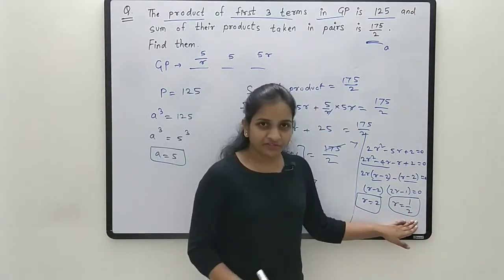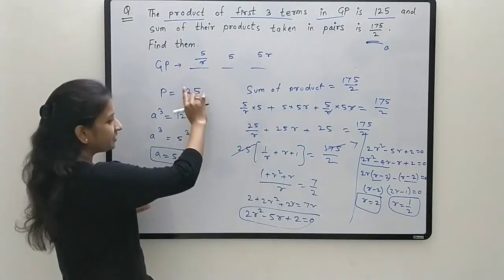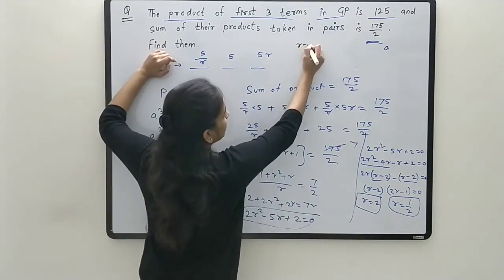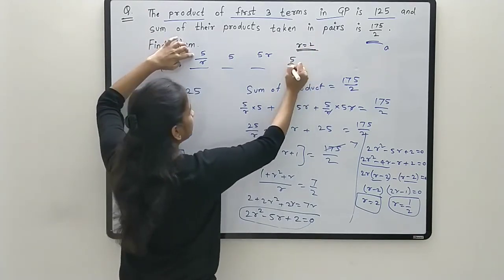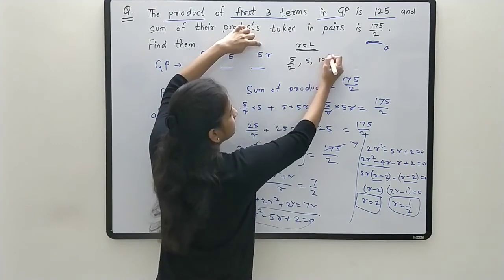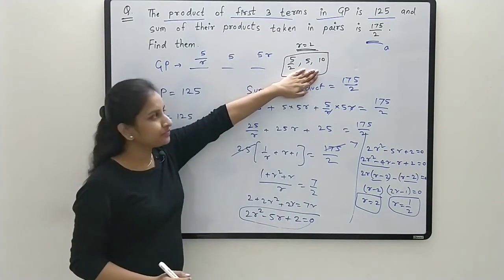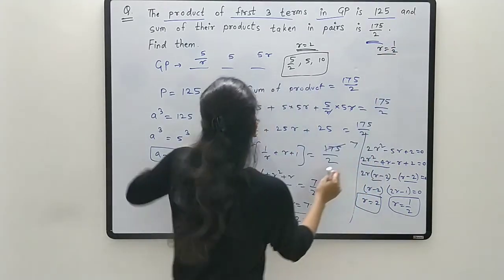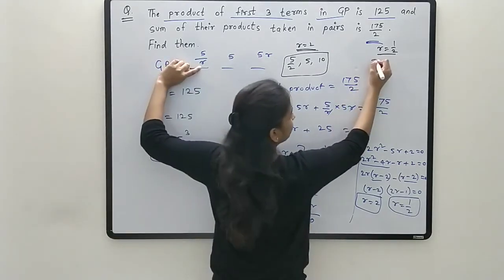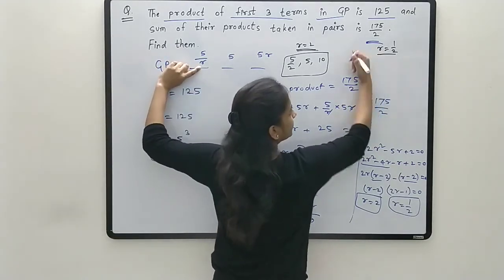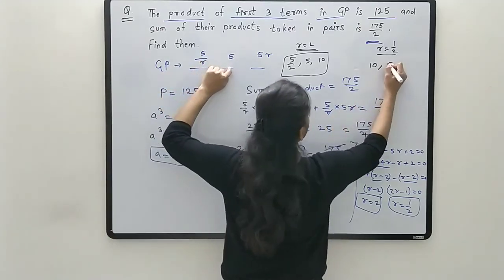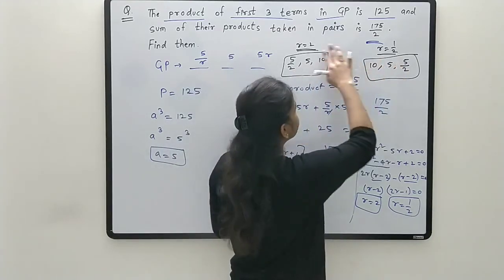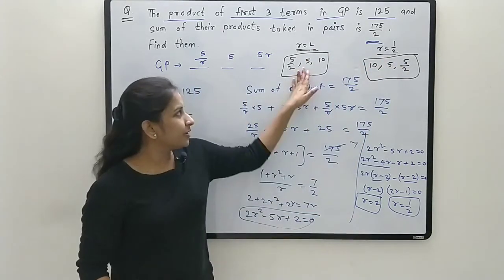Here both the values of R are correct. See, you will get the same answer using both common ratios. If you take R equal to 2, then your GP will be 5 by 2, 5 and 5 into 2, 10. These are the first three terms of the GP series. Now let's take R equal to 1 by 2. Now let's find the GP series: 5 by 1 by 2, so this is 10, right? So 10, 5, 5 by 2. We got the same three terms here using R equal to 2 and using R equal to 1 by 2, just in reverse order.